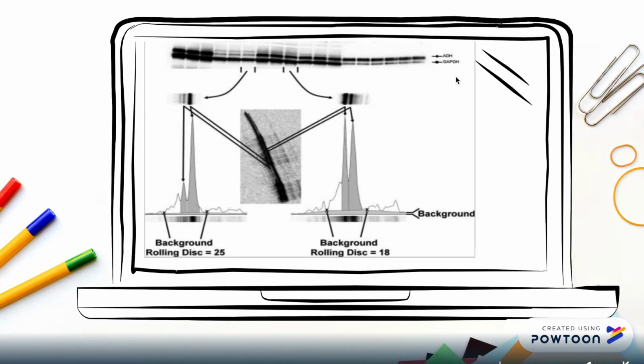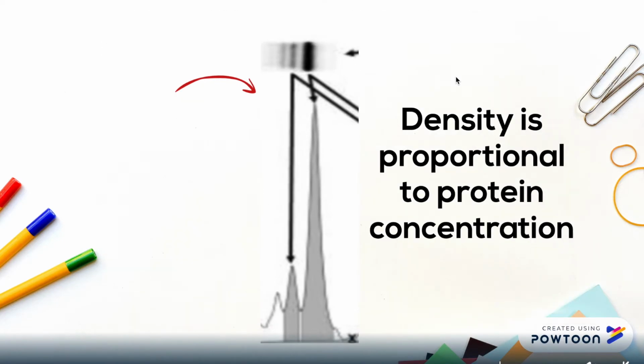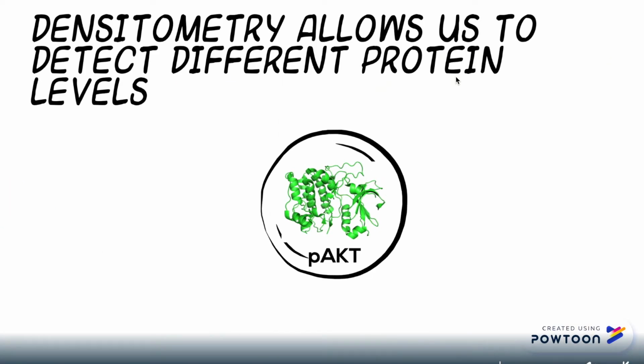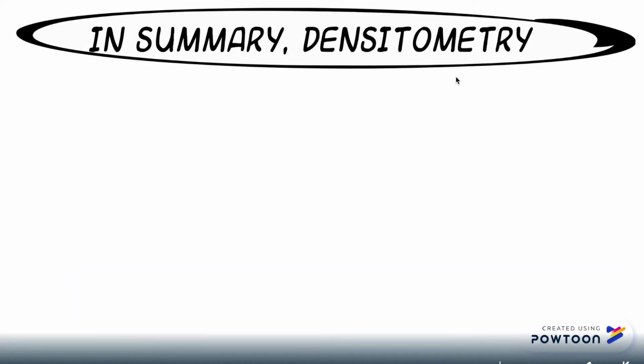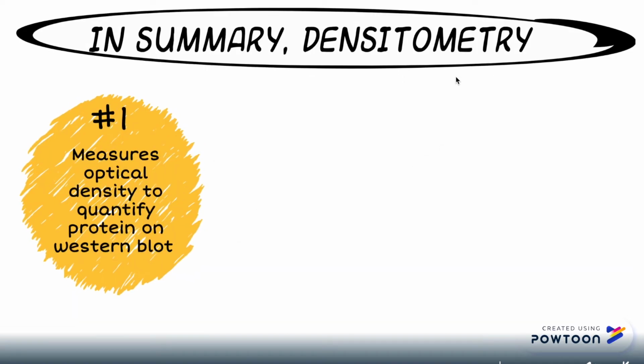This is a densitometric analysis showing the relative peaks associated with the Western blot. Darker staining is associated with higher peaks, indicating greater amounts of protein. Therefore, we can quantify relative changes in PAKT levels in the different treatments, including media, insulin, inhibitor, and the insulin inhibitor conditions. So in summation, densitometry measures optical density through a medium to quantify the protein on the Western blot.